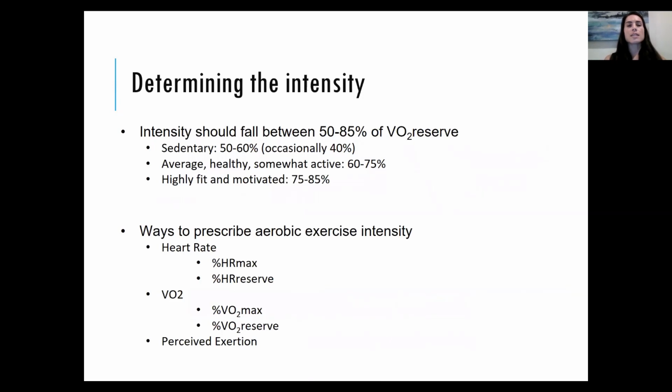Now let's look at some of the intensity ranges. In general, we want our clients to be anywhere between 50 and 85% of their VO2 reserve. And again, I'll teach you how to calculate that today. If you have sedentary clients, you want them to be about 50 to 60%. And if you are working with a special population, maybe someone who's very under-conditioned, it's okay to start at 40% of their VO2 reserve. And then if you're working with the average client, they're going to be anywhere between 60 and 75% of their VO2 reserve. And then eventually going up to your higher fit, motivated people, that's going to be 75 to 85% of their VO2 reserve.